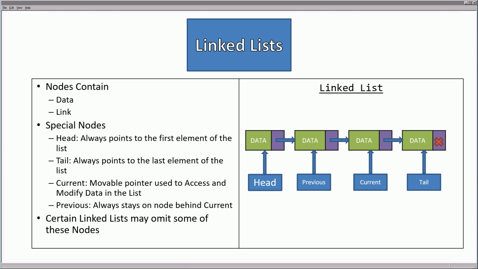You may also have special pointers to current, which refers to some current node of interest, and also a previous that stays one node behind the current node of interest. Now these special nodes, we'll go into further detail about them, and a lot of them, including tail, current, and previous, may be optional depending on the type of data structure that we're trying to create. But do keep in mind, every one of the linking structures has that first element. Every linking structure has a head.